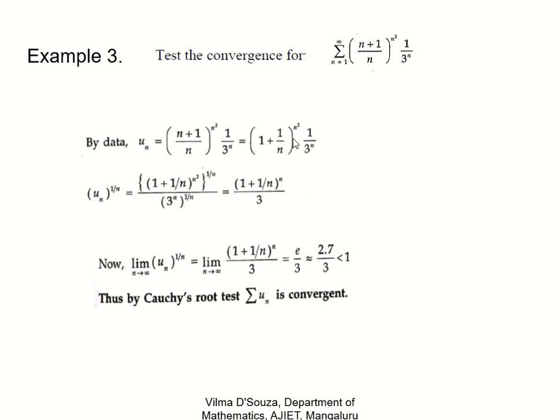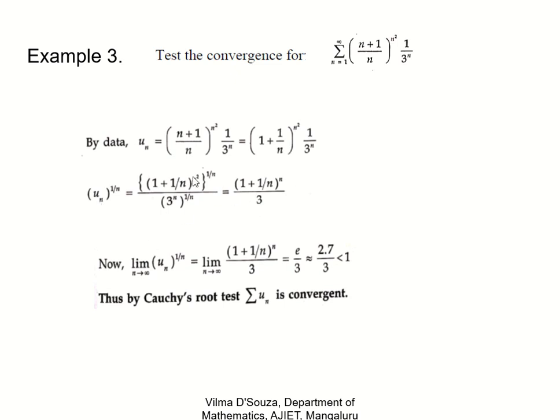1 plus 1 by n to the power n square, to the power 1 by n, divided by 3 to the power n, to the power 1 by n. Right? Raise the numerator to the power 1 by n, denominator to the power 1 by n. So 1 plus 1 by n to the power n square into 1 by n. So the n cancels. 1 plus 1 by n to the power n. Right? Denominator, the n cancels. 3 to the power n, that is simply 3.